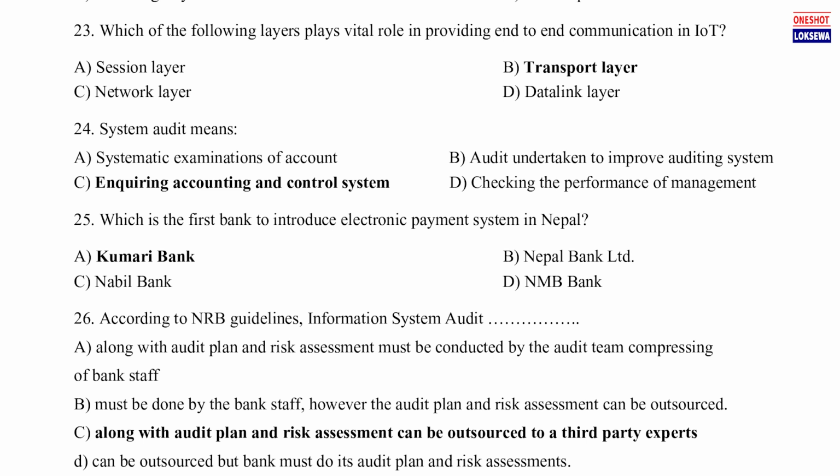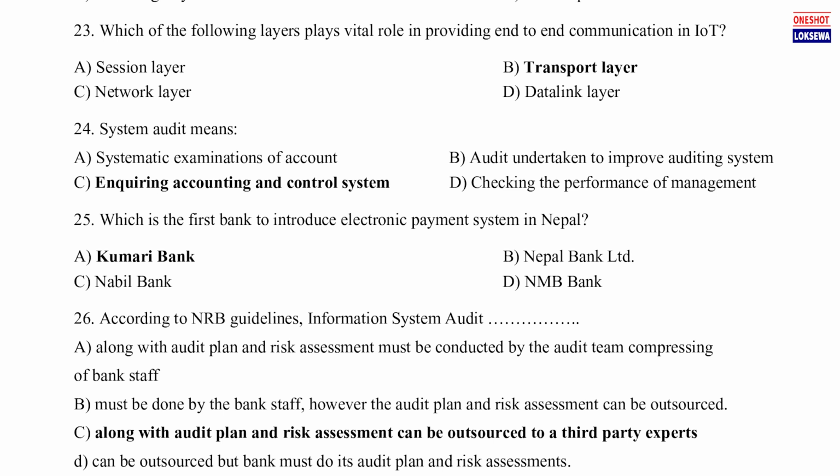24. System audit means: A. Systematic examination of accounts. B. Audit undertaken to improve the auditing system. C. Enquiring accounting and control system. D. Checking the performance of management. 25. Which is the first bank to introduce an electronic payment system in Nepal? A. Kumari Bank. B. Nepal Bank Ltd. C. Nabil Bank. D. NRB Bank.